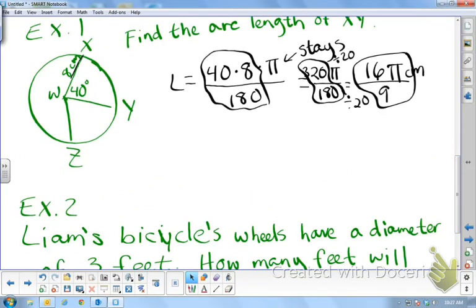Did everyone get that written down before I scroll all the way down?